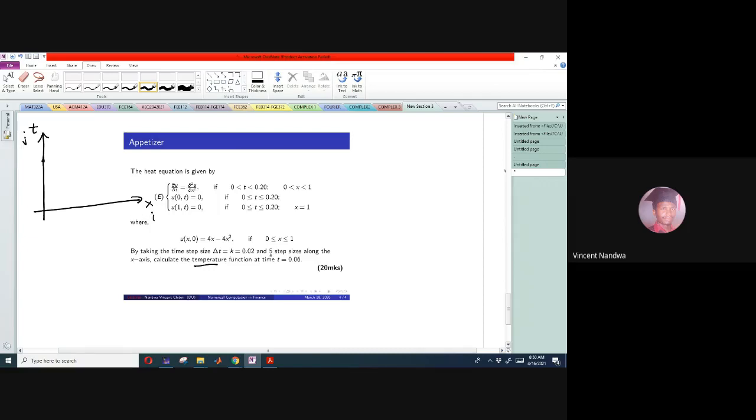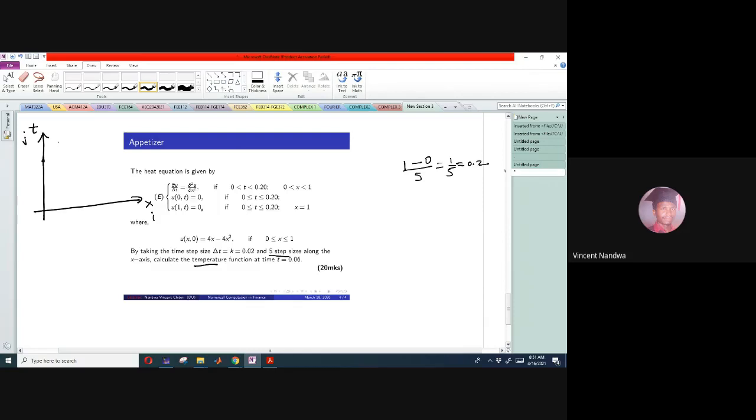So they tell us that we need to use 5 steps along the x-axis, and the interval for x is 0 to 1. So it means that each spacing will be given by 1 over 5, which gives you 0.2. So the spacing on the x-axis will be 0.2.